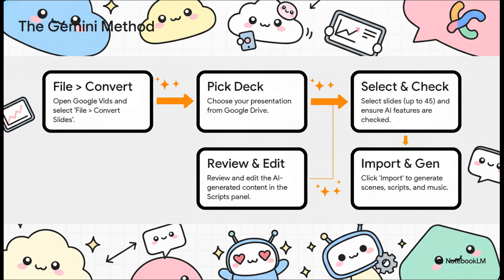Okay, now for the AI-powered way. The first couple of steps are exactly the same, but here's where the magic kicks in. You have to make sure that little box for AI features is checked before you hit Import. When you do that, Google Vids doesn't just make video clips, it actually analyzes your slides, writes a script, records a voiceover, and adds a music track. All you have to do is review and tweak what the AI made.